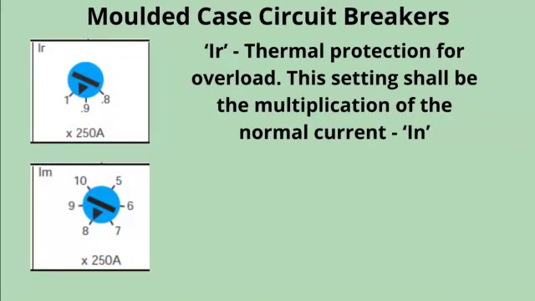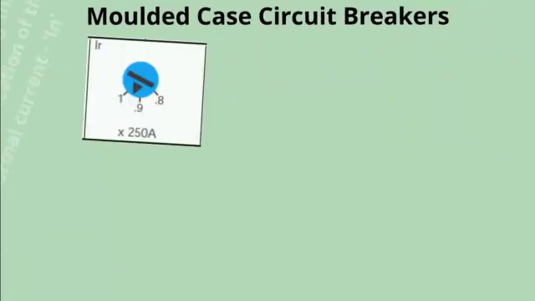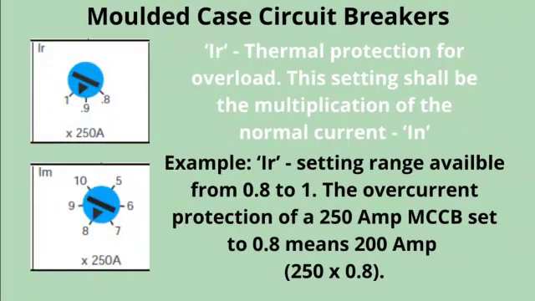Thermal protection for overload. This shall be a multiplication of the normal current. Example, IR setting range available from 0.8 to 1. The overcurrent protection of this 250 amp MCCB set to 0.8 means 200 amp. 250 multiplied by 0.8.